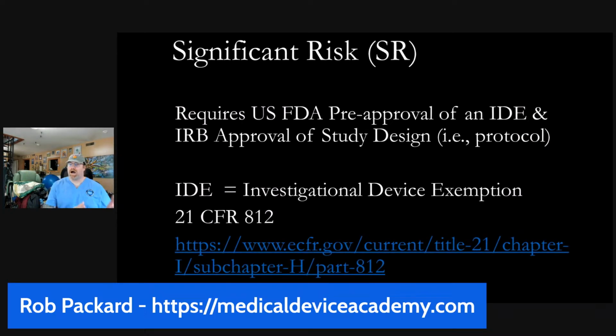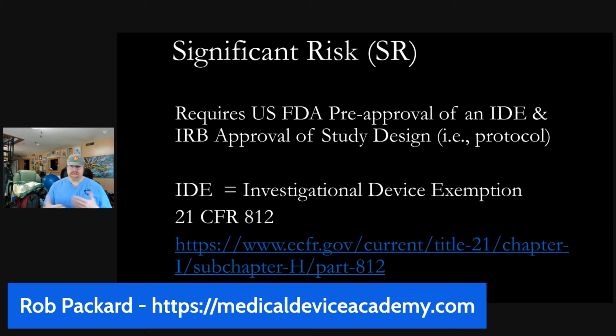Significant risk is the other risk category. It requires US FDA pre-approval of the IDE and approval by the IRB. The FDA comes first, and then the IRB comes. You have to show the IRB we got our IDE approval. They're going to want that documentation.